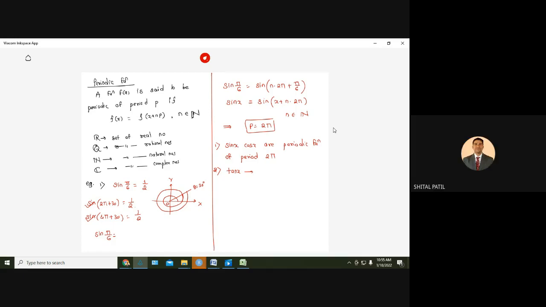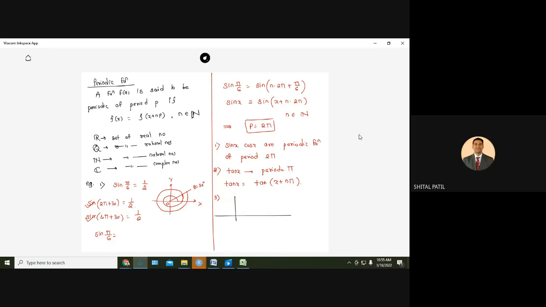Period is pi. You check it in this way: whether tan x is equal to tan of x plus n pi. You take any value of n, any value of x, and see whether it is true or not. So it is a periodic function, no doubt. In the Fourier series, anyway, we are not using the concept of tan now.